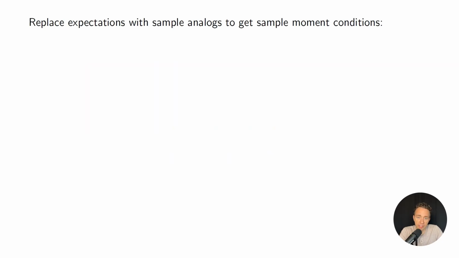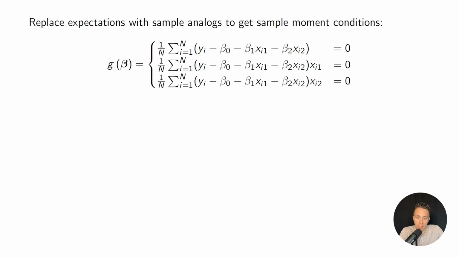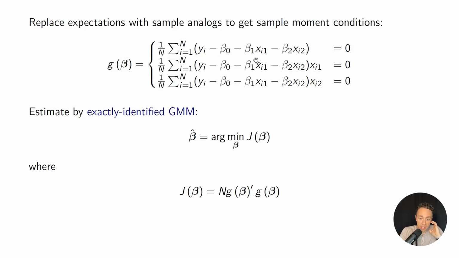And then if we want to actually estimate this, we take the sample analogs of the expectation operator, which is just going to be 1 over n times the summation over the sample size. And we're going to call this system of equations g of beta. And in this case, we have what's known as exactly identified GMM.